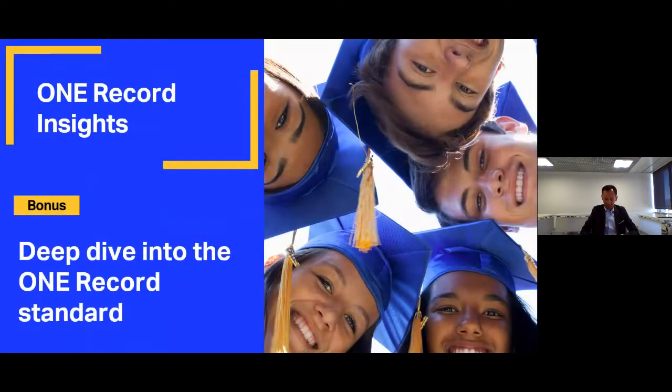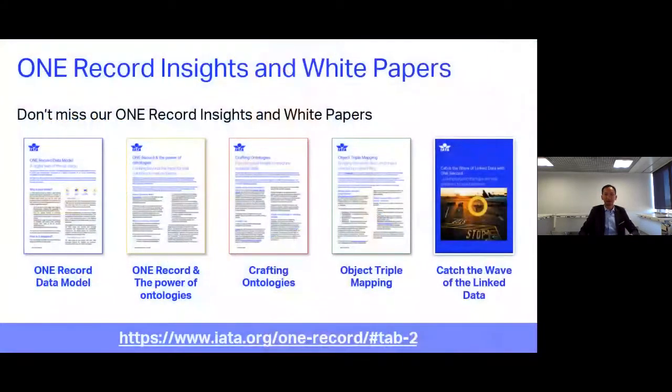So with this webinar, what we intended to do is to give you a high-level presentation of what we did in terms of the data model, what the different components of the standard are. Of course, during this time, we don't have much time to go into the details of the model. However, we used some time during the COVID crisis to write some articles and white papers. We published four articles that we called ONE Record Insights on the data model, on ontologies, and on object triple mapping. And we also published lately one white paper dedicated to linked data.